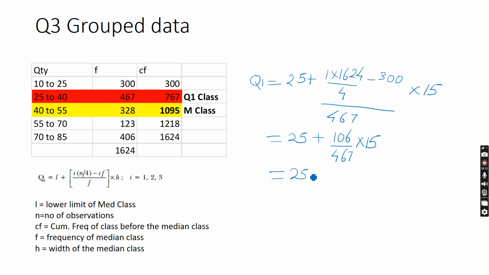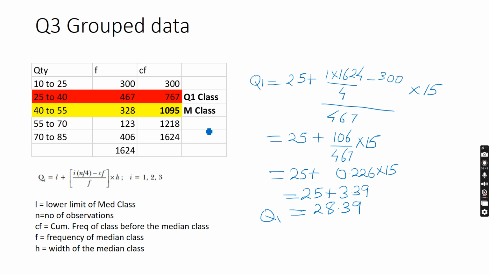So I have 25 plus 106 divided by 467, which yields 0.226, multiplied by 15. Finally, 25 plus, when I multiply 0.226 into 15, it yields 3.39. Therefore, my Q1 value is 28.39. For the Q3 position, our formula will slightly change.